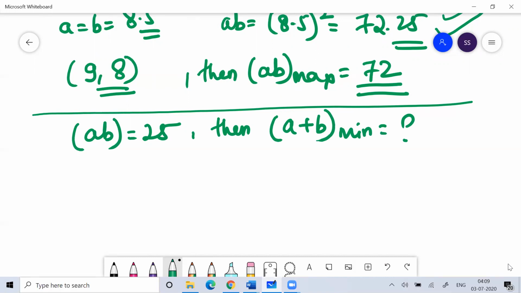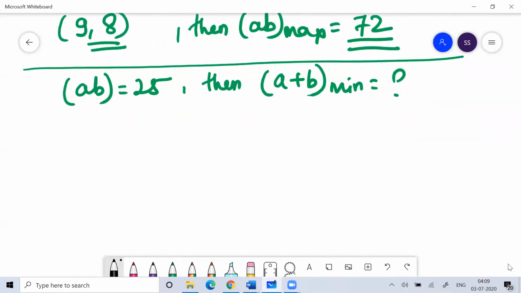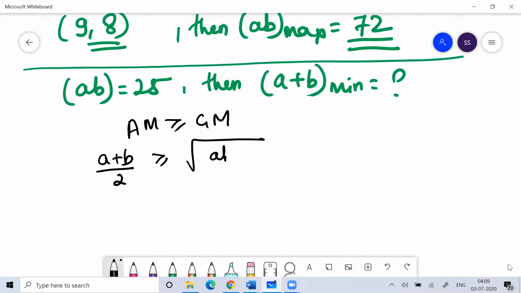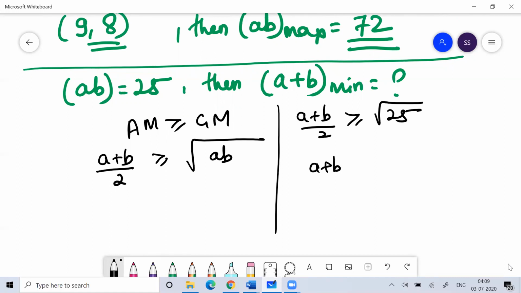You can do this by trial and error, or you can apply the concept that AM should be greater than or equal to GM. If two numbers are a and b, the arithmetic mean is (a plus b) by 2, and that should be greater than or equal to the geometric mean. So (a plus b) by 2 is greater than or equal to root of ab, which is 5. So a plus b is greater than or equal to 10. You can get the answer very easily.